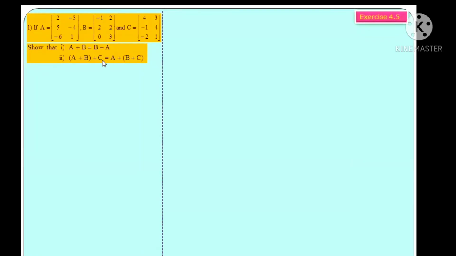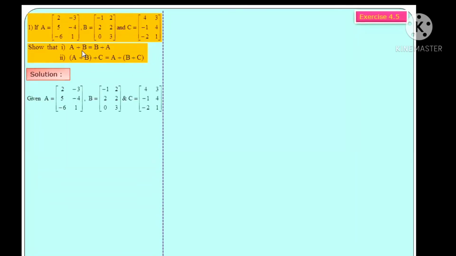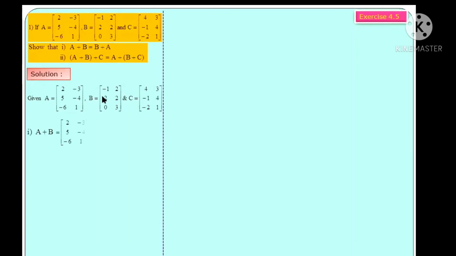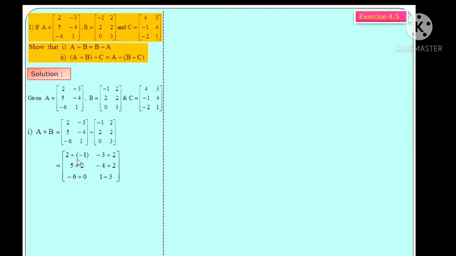In this problem, we have to show the results of the commutative law and associative law using matrices A and B. Let us see the first one, the addition A plus B. Start the proof. Given matrices A, B, C written first. Then matrix A plus B addition. Adding elements as per the positions. 2 plus minus 1. Second, minus 3 plus 2.